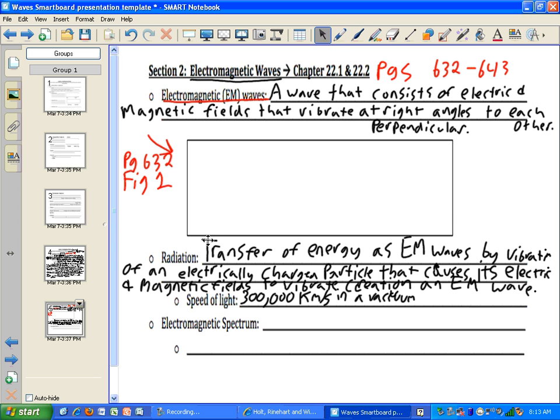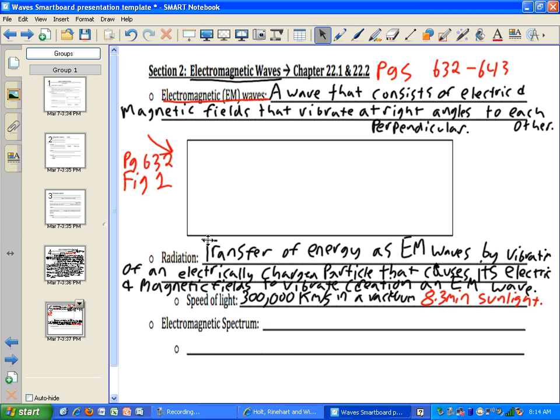And as a reference, it takes 8.3 minutes for sunlight to reach Earth. Okay? Which is a long time considering the fact that it's traveling at 300,000 kilometers per second. So that would be the distance of the sun to the Earth. So 8.3 minutes for a beam of light to reach the Earth from the sun, which shows how far away it is.